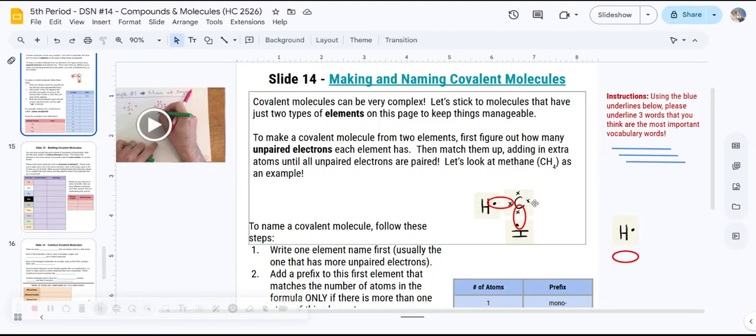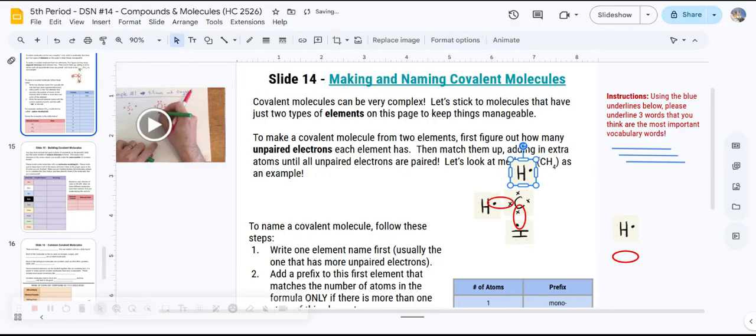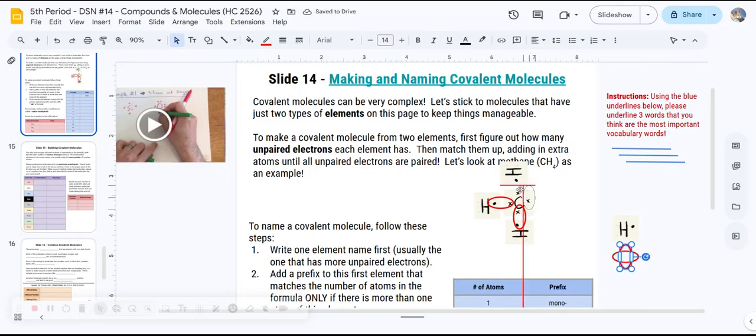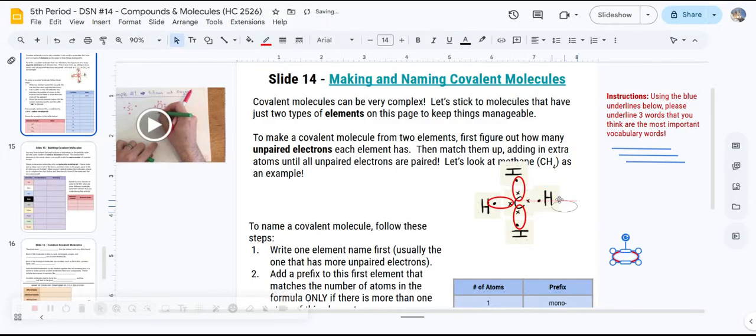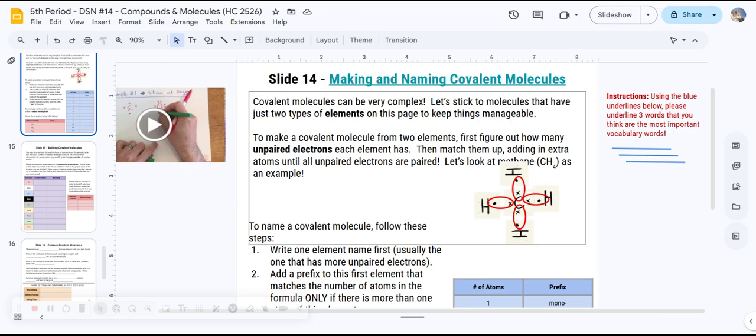There we go. So now there's 2 hydrogens bonded to the carbon, but the carbon's still not stable because there's 2 unpaired electrons. So let's go and grab a 3rd hydrogen. We'll go and bond that at the top. Place that right there. So now we have CH3, but there's still 1 unpaired electron. So let's add 1 more hydrogen. Pair it up there as well. So this is 4 single bonds, and the molecule is CH4 or methane.